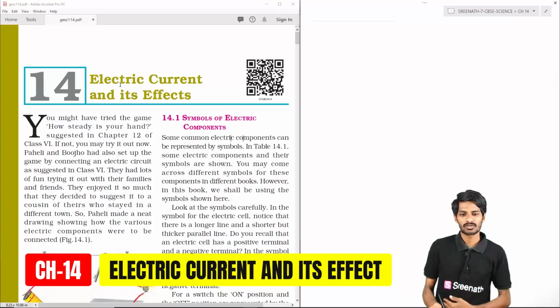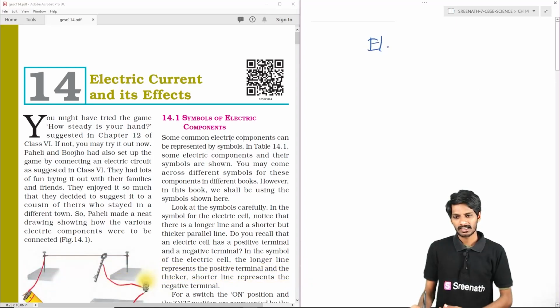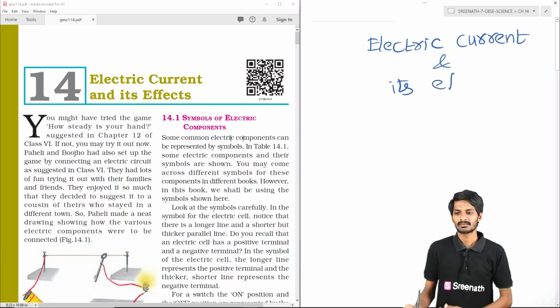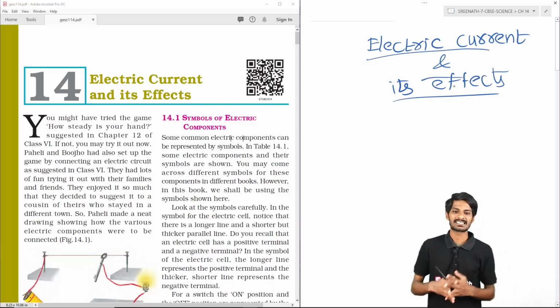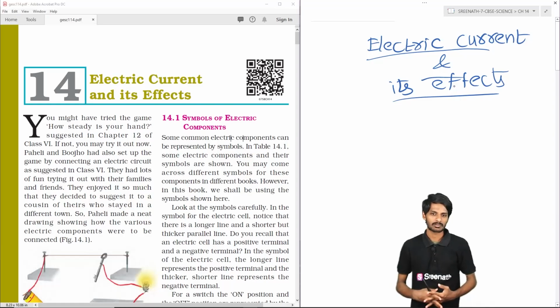In this video, we are going to discuss the 14th chapter from 7th class CBSE Science, which is nothing but electric current and its effects, students. So, electric current and its effects. Before we start this session, we will see the overview of this whole chapter, students.